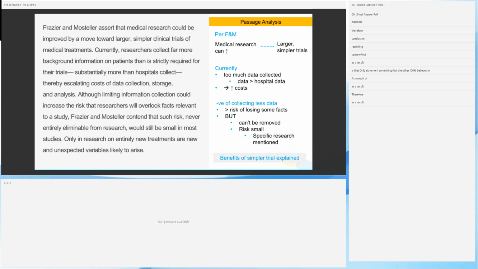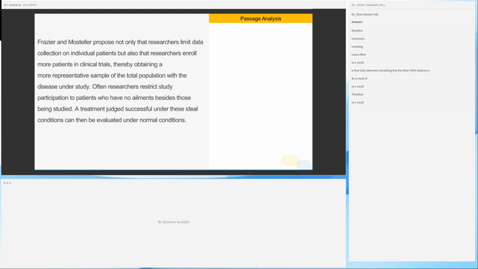Okay, so overall, if we were to summarize this, we have the benefits of a simpler trial. Those are explained over here. Okay, then let's look at this here. FNM proposed not only means there are going to be two things. So not only that researchers limit data collection, which is what was there in the first paragraph, on individual patients, but also that researchers enroll more patients in clinical trials. Okay, so that's the second proposal over here.